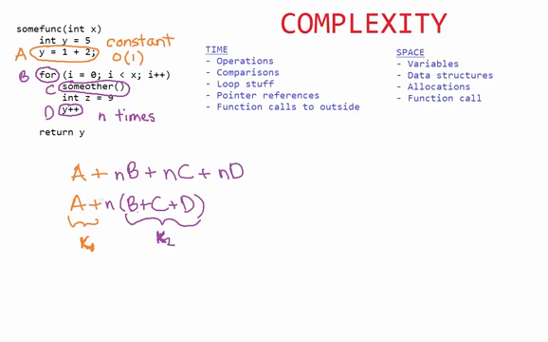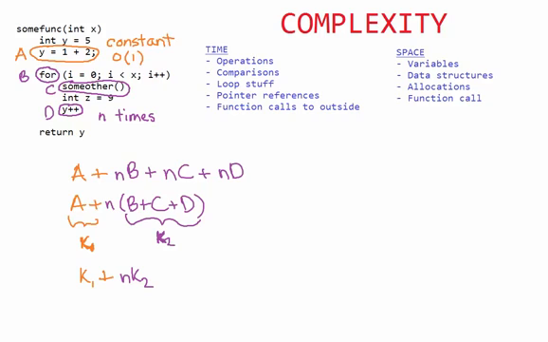Okay, so now we have k1 plus, I changed the color for some reason. This is why my videos take so long. K2, I'm just so disorganized. So we grouped A into k1, we grouped B plus C plus D into k2, and so now we have k1 plus n times k2. So k2 happens n amount of times. K1, again, is just constant time of O of 1, so we leave it as is.